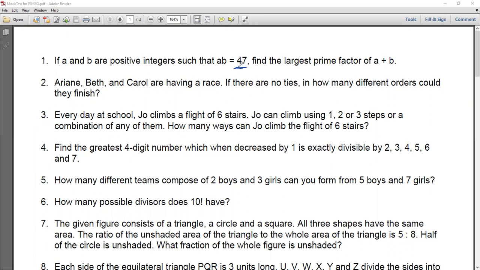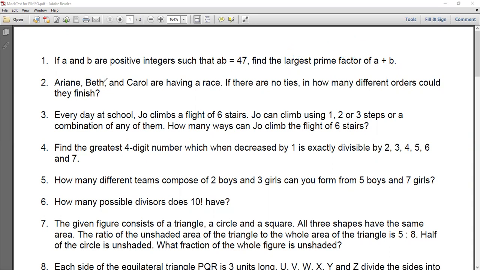I'm still at 47. So for 47, what do you call this? 47 is a prime number. So what are the factors of 47? 47 and 1. So it means that A plus B is 47 plus 1. That is 48. And what is the prime factorization of 48? 48 is equivalent to 2 raised to 4 times 3. So yes, that's 3.